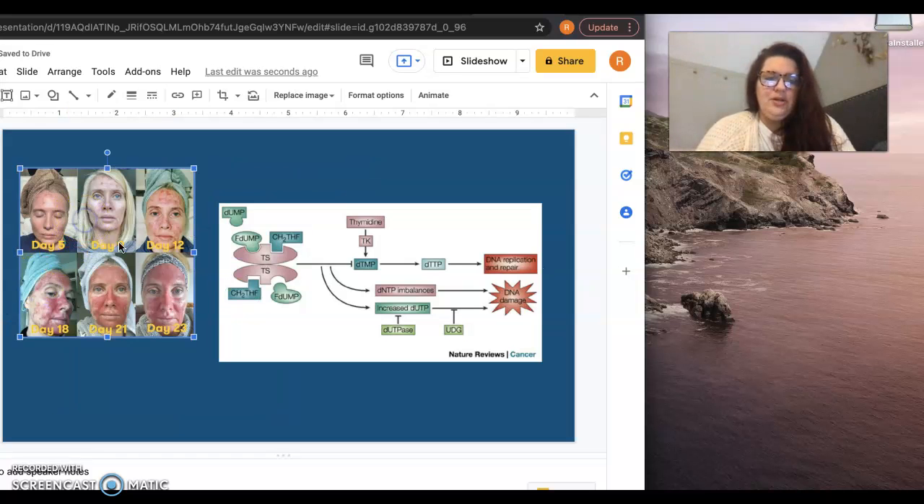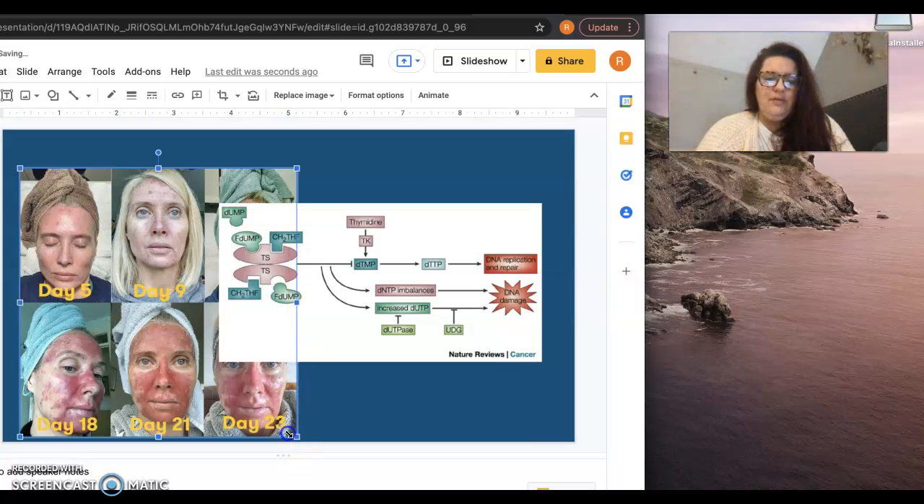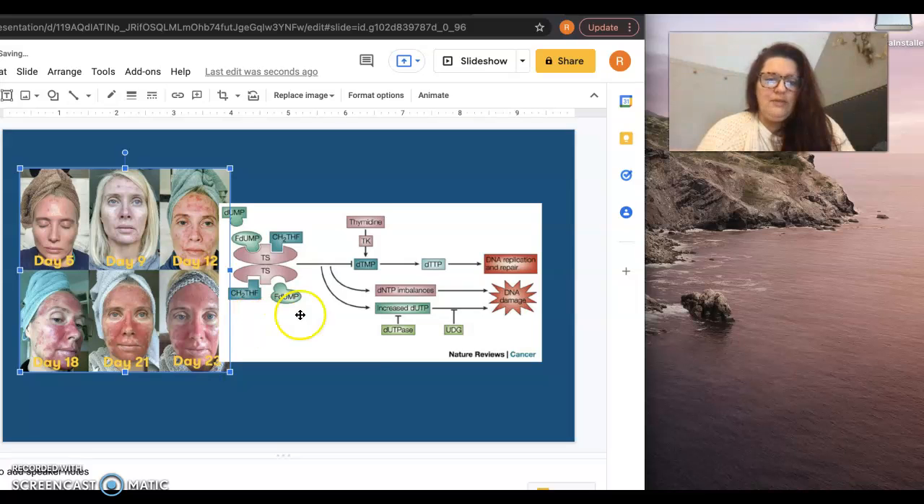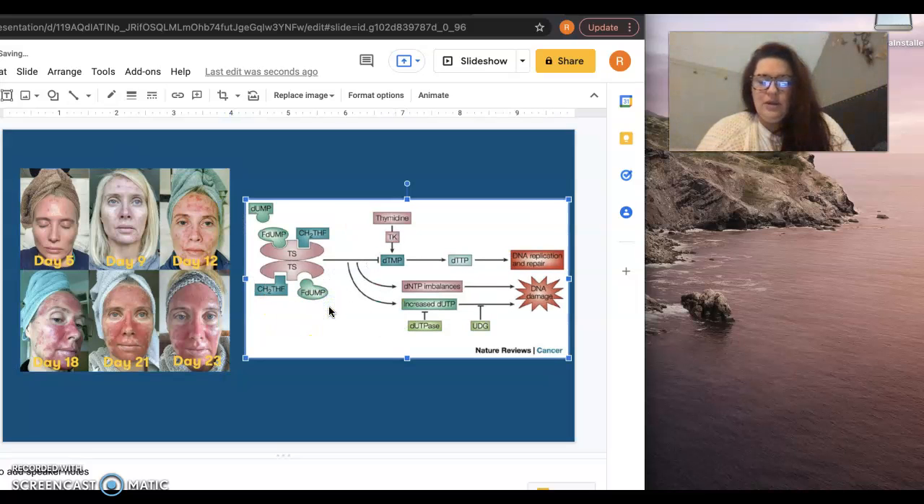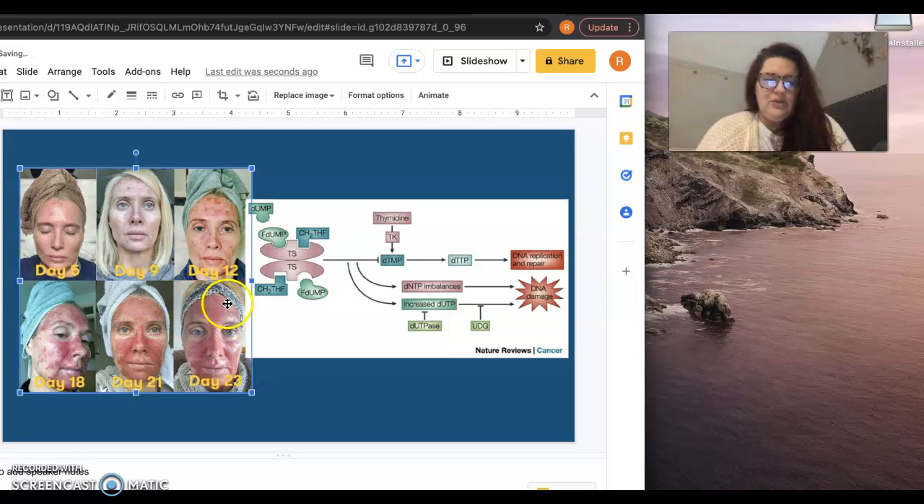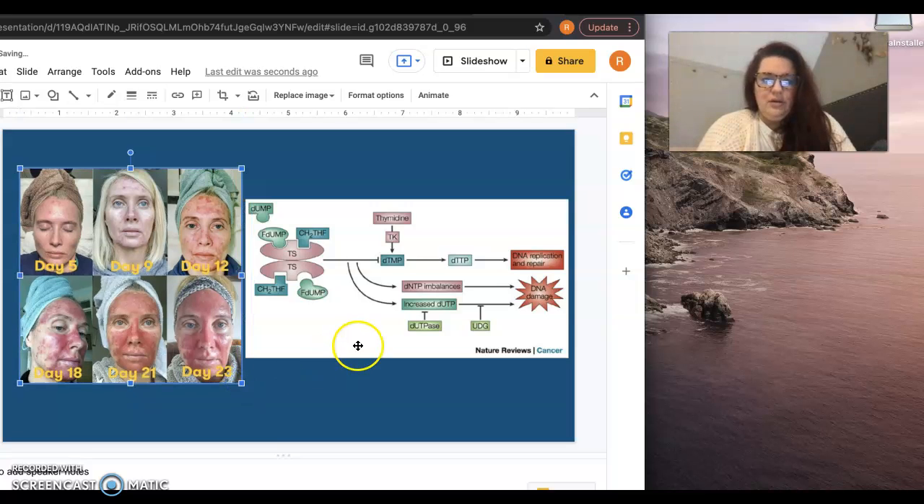This picture is actually a side effect of the topical 5-FU. It's called Efudex, and this is the topical chemotherapy that I talked about earlier. There can also be this kind of redness reaction at the injection site where the intravenous 5-FU is introduced, but this happens over time. It's not super common, but the topical chemotherapy creates a much bigger reaction on the skin.